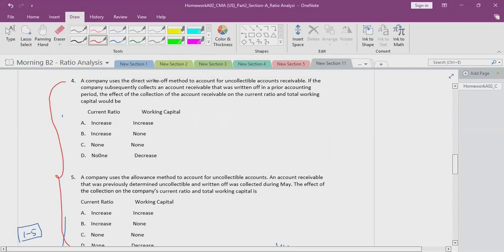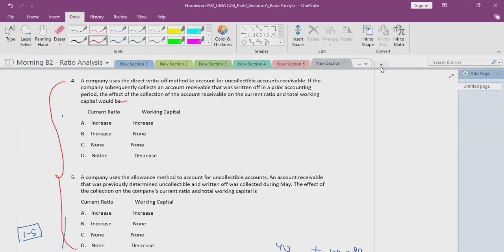A company uses the direct write-off method to account for uncollectible accounts receivable. The company subsequently collects an accounts receivable that was written off in the prior accounting period. The effect of collection of the accounts receivable on the current ratio and the working capital will be. A company uses the allowance method to account for uncollectible accounts, and an accounts receivable that was previously determined uncollectible and written off was collected during May. The effect of the collection on the company's current ratio and total working capital is.